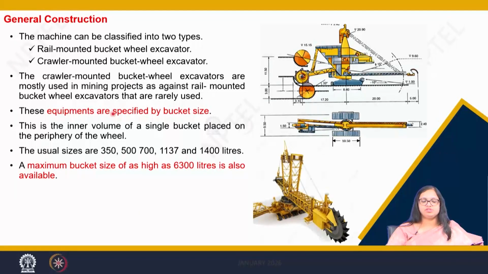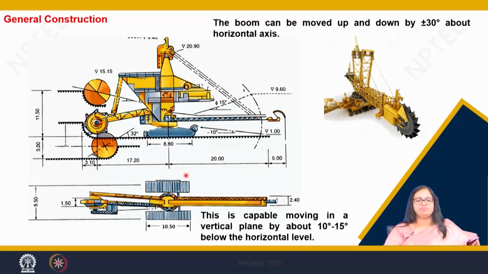Well, when we talk about this equipment, how do we specify it? As I have discussed in the overview class, these buckets are specified according to the bucket size. And what do we understand by bucket size? It is the inner volume of a single bucket placed on the periphery of the wheel. So what are the usual sizes? They may be 350, 500, 700, 1137 or 1400 liters. Please mark here, it is not in cubic meters but in liters. So a maximum bucket size can go as high as 6300 liters, as is available nowadays.